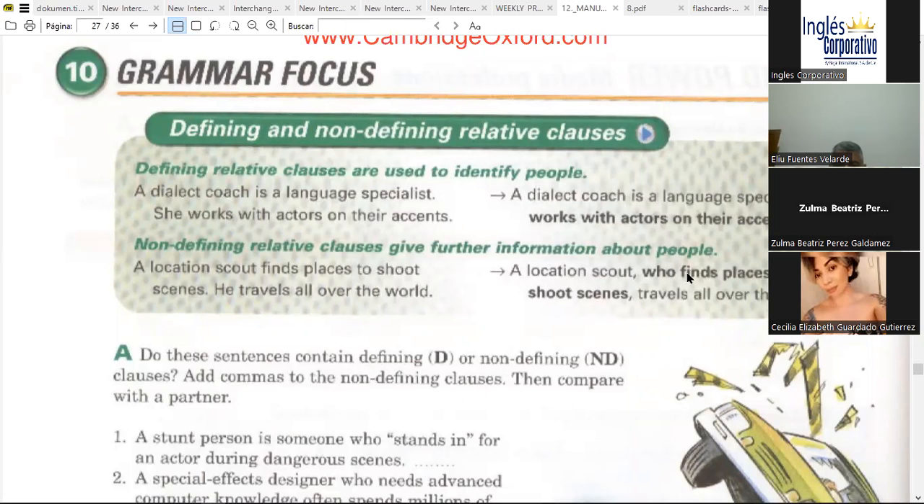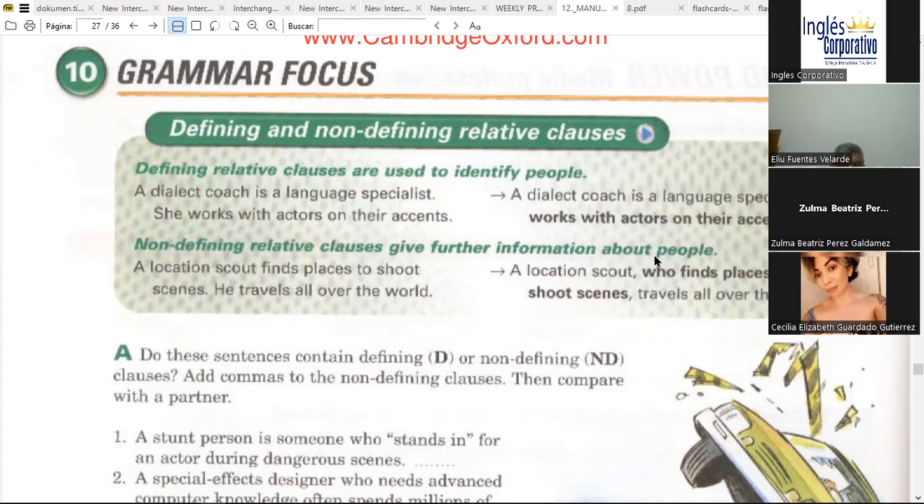And then we have the non-defining relative clauses. The non-defining relative clauses give further information about people. Listen, further information about people. Okay? O sea, está dando mucho más información, probablemente de lo que debería. For example, a location scout finds places to shoot scenes, right? He travels all over the world, right? So here we have more information than we probably need. And we say, a location scout, who finds places to shoot scenes, travels all over the world, right? So in that case, we are giving extra information.